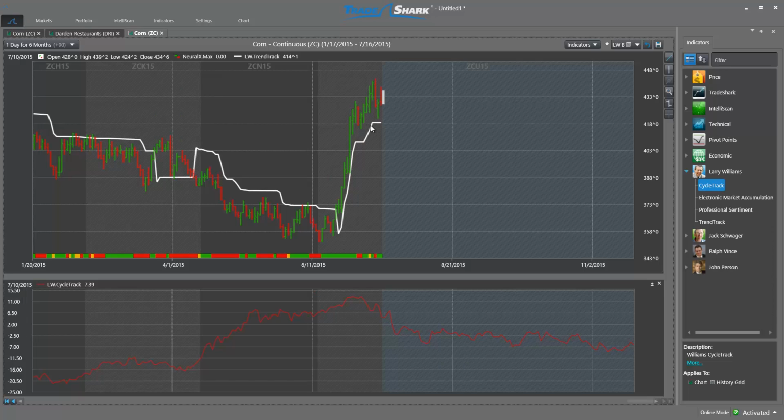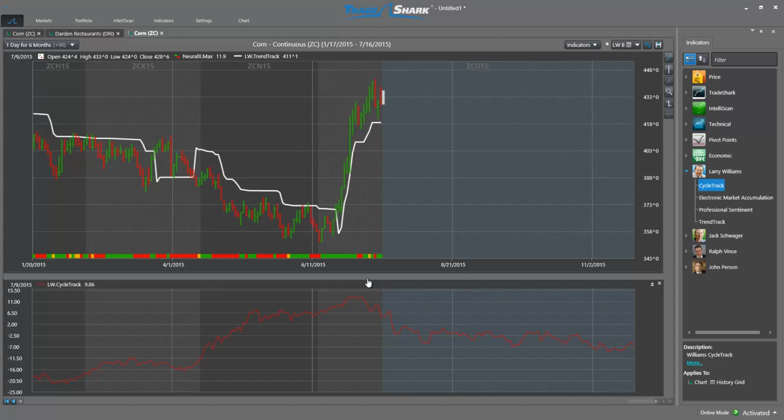Let's go back to that chart for corn and take a look at CycleTrack and how these two indicators can be used together. When using CycleTrack, you will want to look at the market data more broadly to create a trading plan. For example, CycleTrack will give you clues as to when markets should experience a rally and possible top or bottom based on the market's cyclical nature. By combining this information with TrendTrack and TradeShark's forecasts, traders can ensure they capture some of the best opportunities that occur in the market, as these are often driven by cyclical market trends.